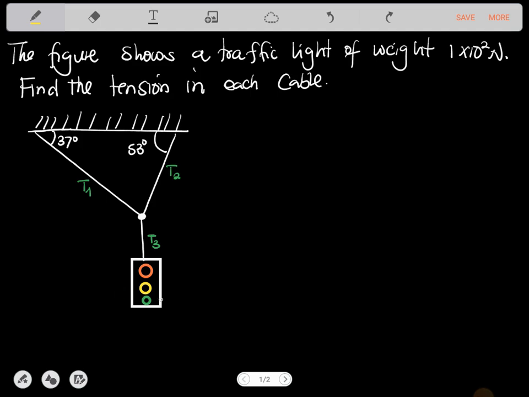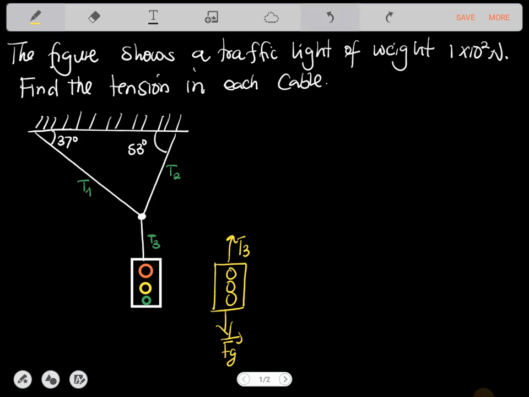So step 1, what you need to know here is that this traffic light has got two things attached to it. First of all, the traffic light on its own has got the weight, let's call it FG. At the same time, it has got the tension T3. This is just on the traffic light. But when we combine everything on an X or Y plane, we end up getting something like this.